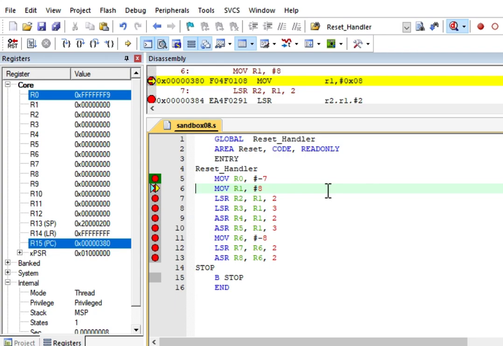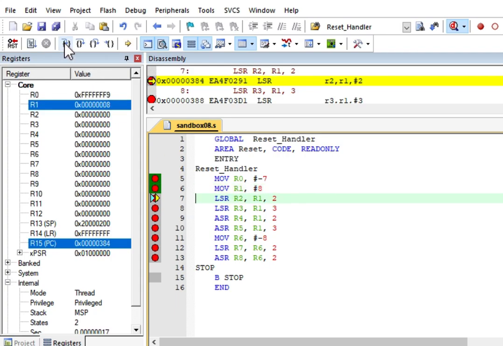get into the next part of this, which is understanding what logical shift does, right? So for that, I'm going to use this as an example. I'm going to move 8 into R1, and let me go ahead and do that. I have 8 in R1. It's fairly straightforward.